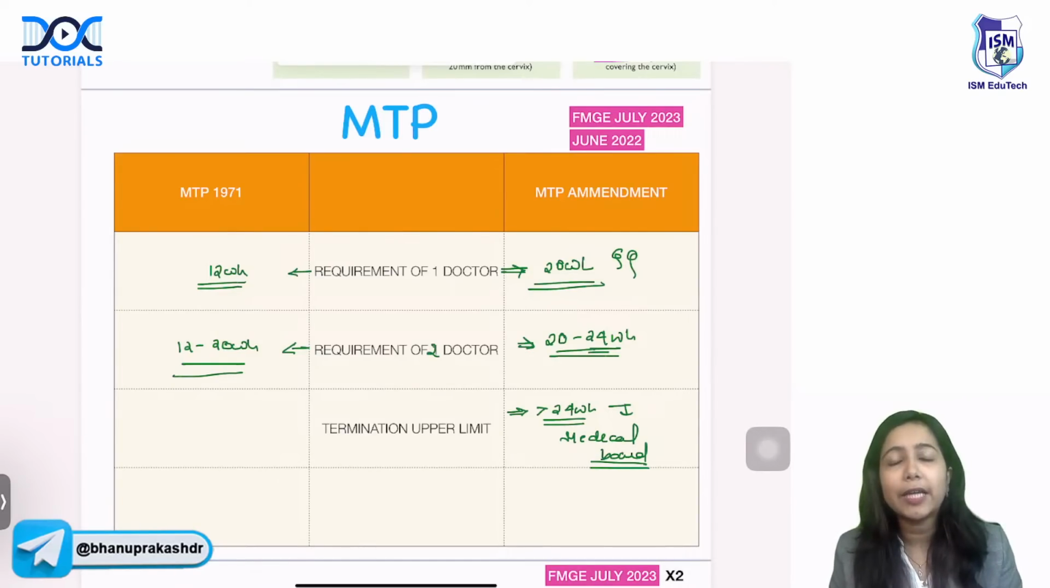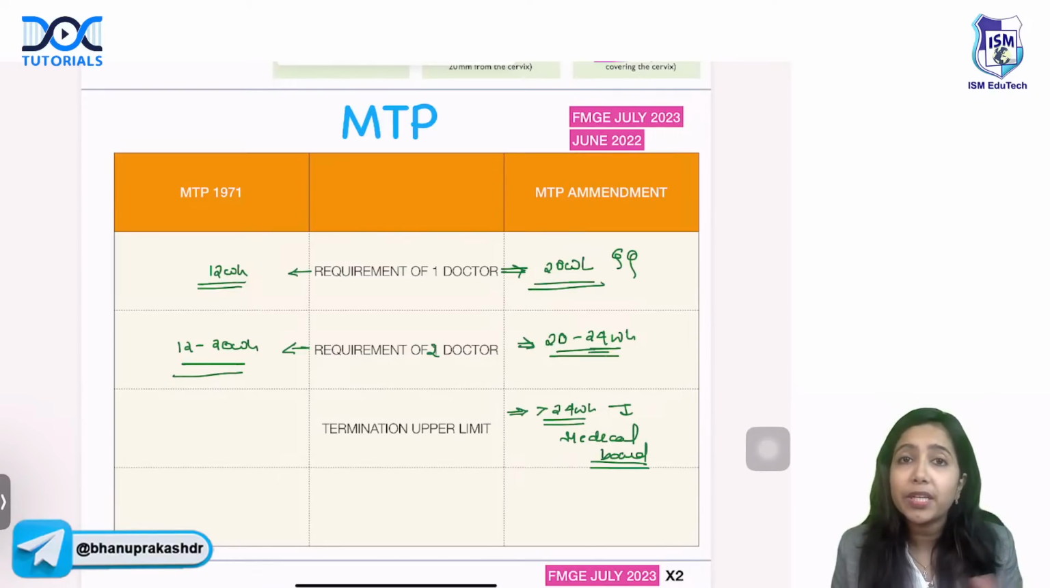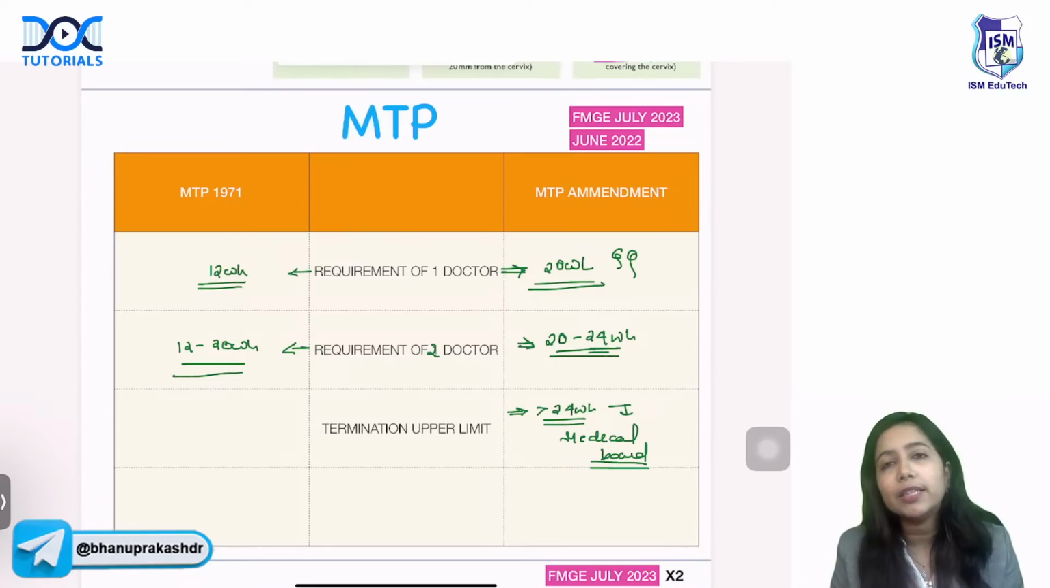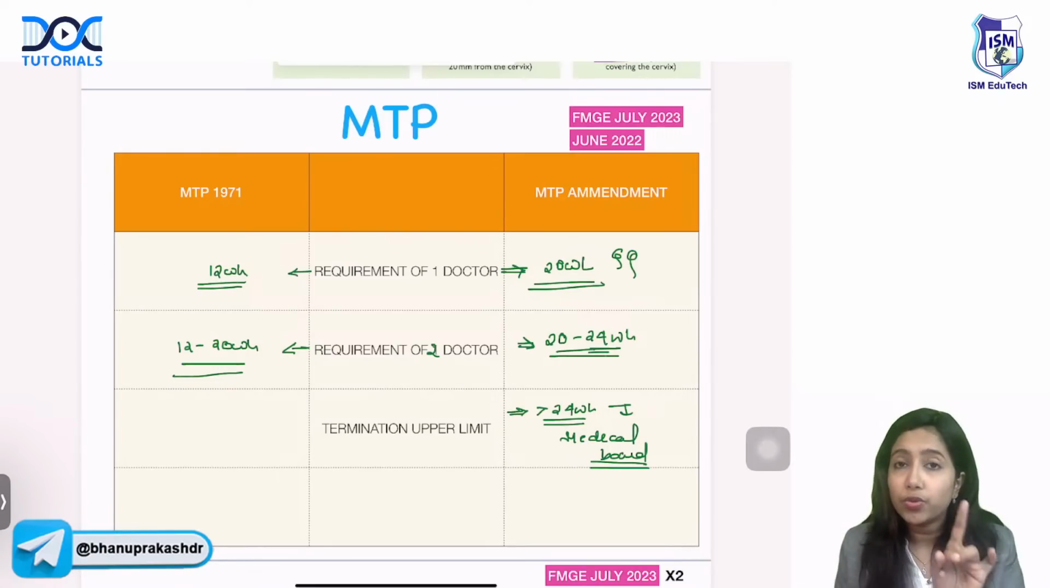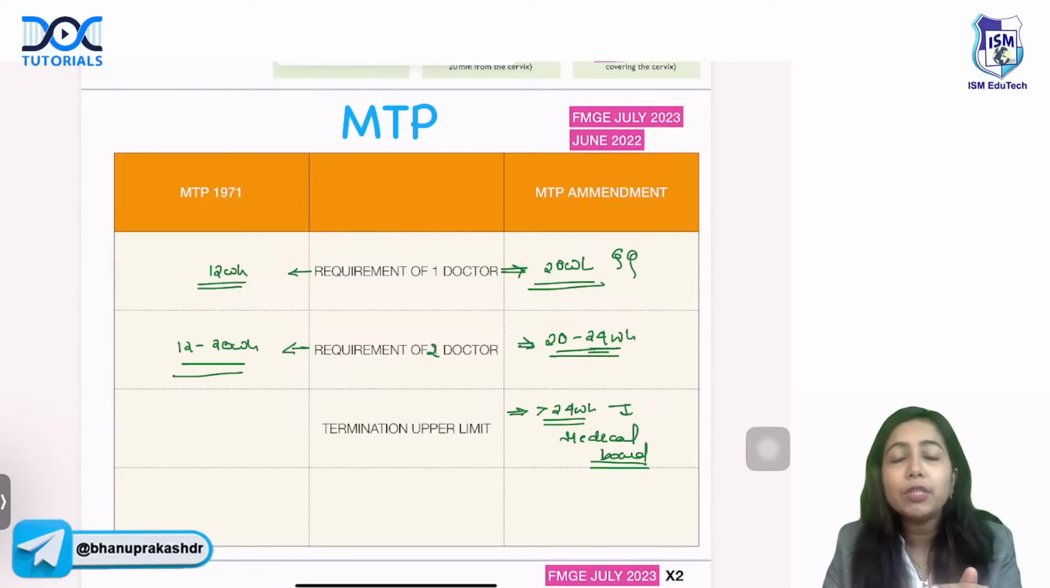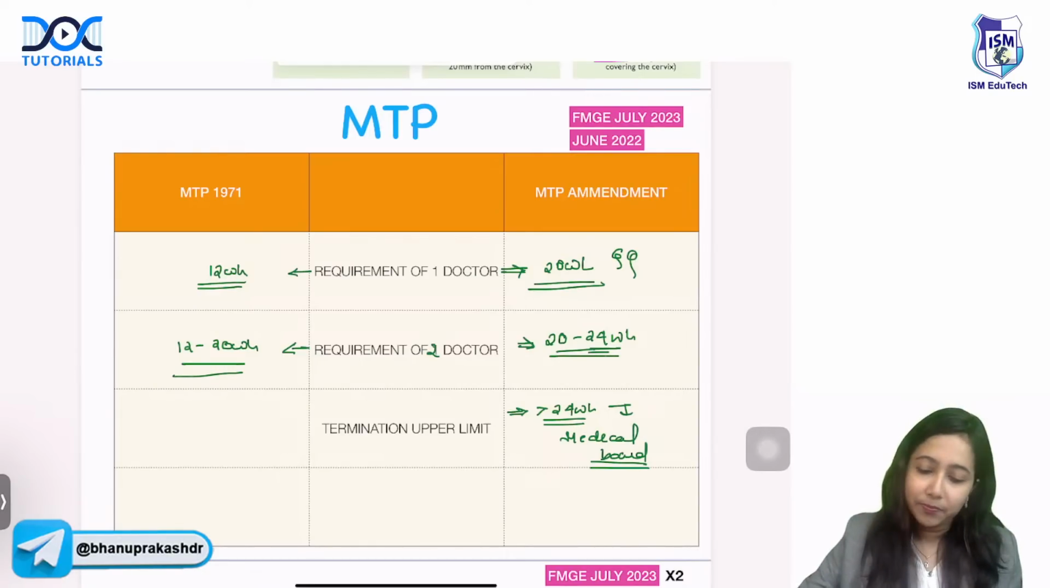And another change is that previously the terms such as husband and wife were used. Now just the patient and the partner. These terms have been replaced. The woman and the partner are the terms that are used now. So just one medical practitioner till 20 weeks, 20 to 24 weeks, 2 medical practitioners. Upper limit is 24 weeks, and even beyond 24 weeks, we can do a termination after approval from the medical board.